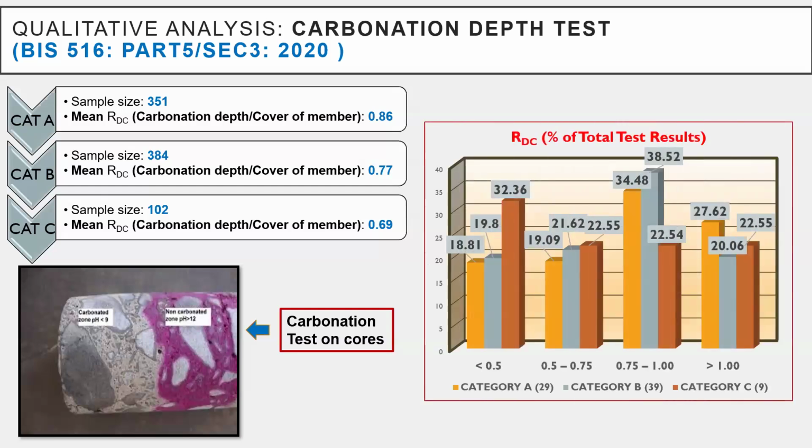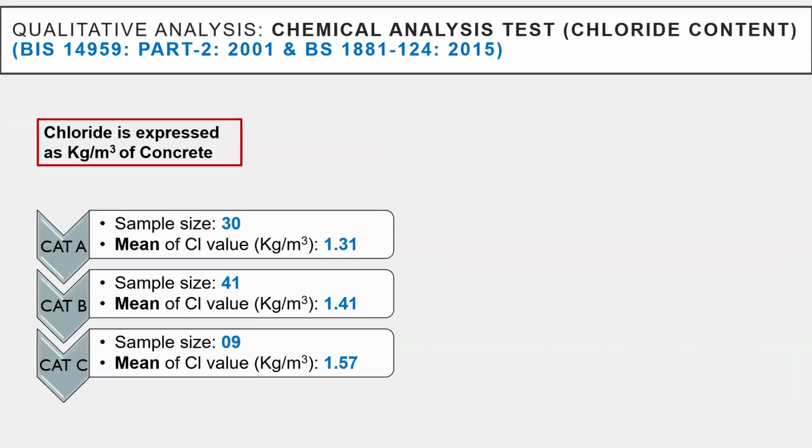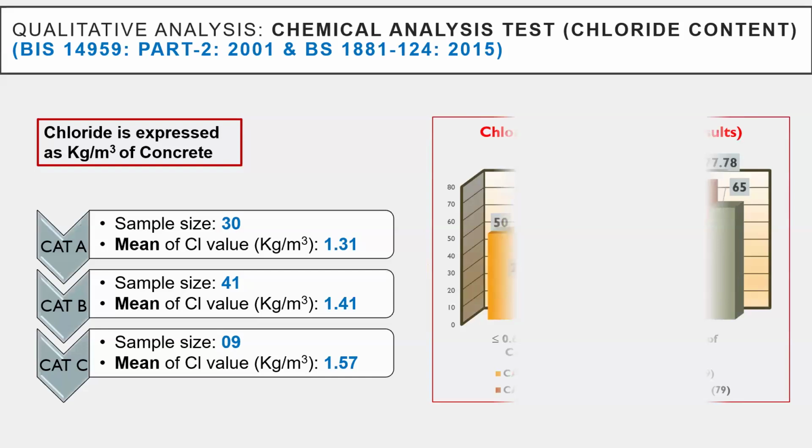If you look at this histogram, then what we found? We found out that about 80% of the locations, where this RDC is found to be less than 1, the carbonation depth has yet to penetrate the reinforcement, means that carbonation front has not penetrated the reinforcement. So carbonation induced corrosion chances are almost negligible.